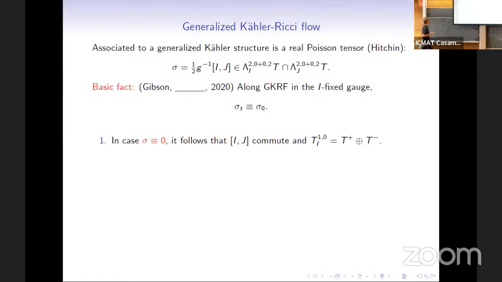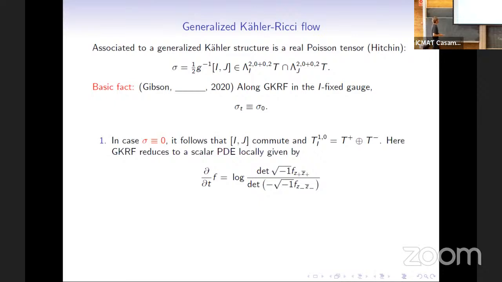The case closest to Kähler is when sigma is 0. And of course, then it follows that I and J commute. Because of this, you get a splitting of the I-holomorphic tangent bundle into pieces T plus and T minus. In this subject, you always have to be careful with plus and minus. This has nothing to do with any plus minus that Marco wrote down, I don't think. Again, I just write this to make some contact with the theory of generalized Kähler-Ricci flow.